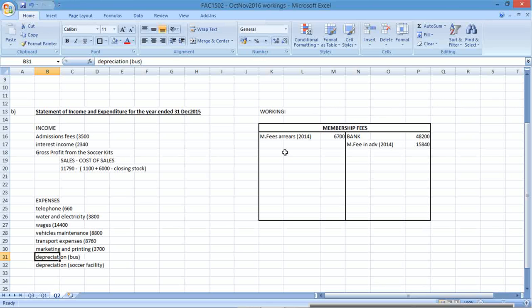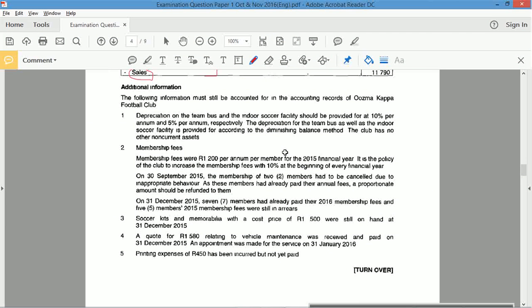Okay. Number 1. So number 1 asks you to do what? Process depreciation. For what? The bus and the soccer facility. Okay. Remember, all of these are individual, separate line items. So don't try to do too much in one go. If you get to something later that says something else, then you'll deal with the something else when you get to the something else. Right now, you do what you can with what you've got. Get the marks for the calculation.